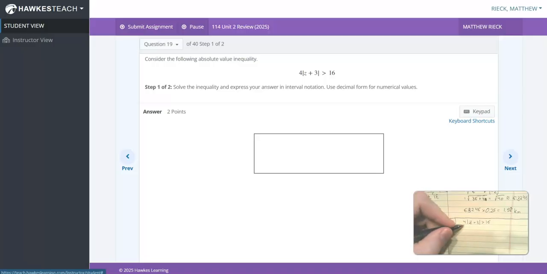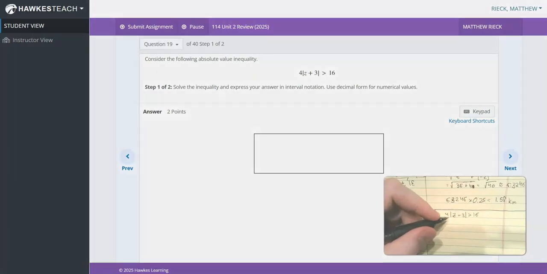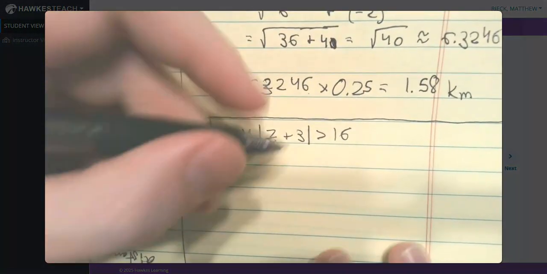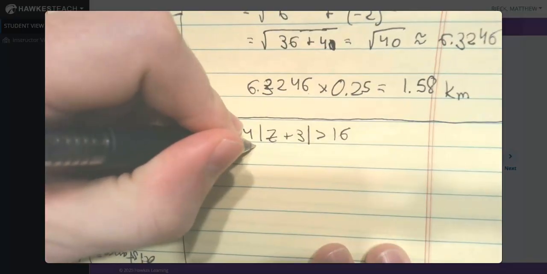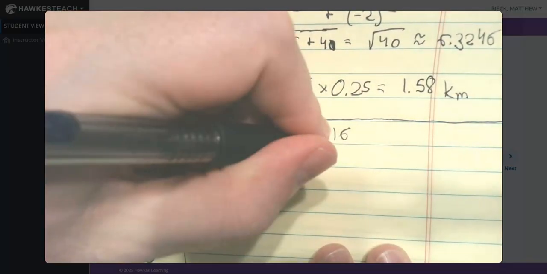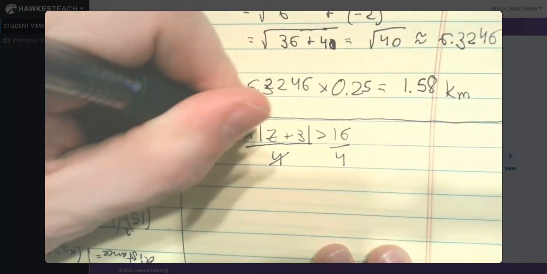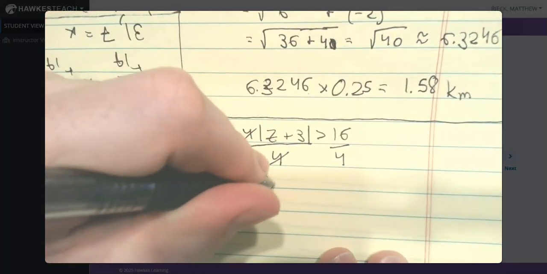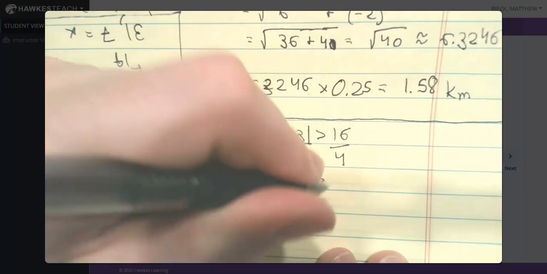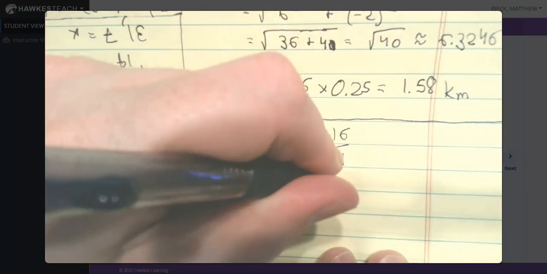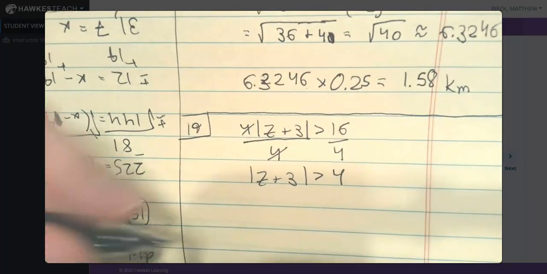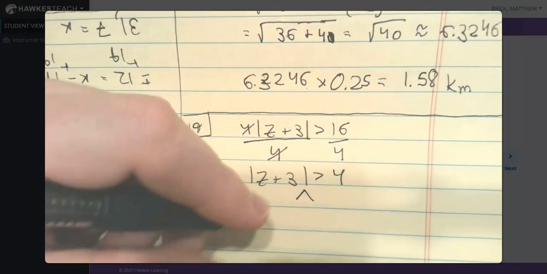So next question here is looking again at an absolute value inequality. So you have 4 times the absolute value of z plus 3 is greater than 16. So again, first you want to get the absolute value all by itself. So you have the absolute value of z plus 3 is greater than 16 over 4, which is going to be 4. All right, so again, at this point, we're going to split it up.